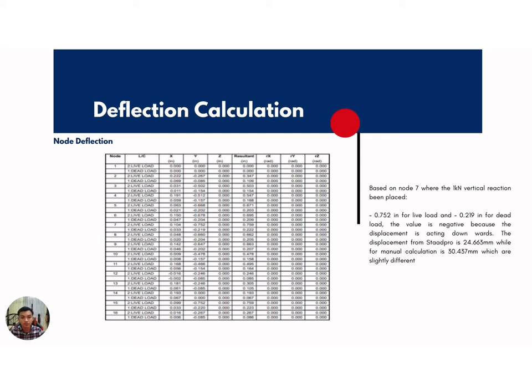Based on node 7, where a 1 kN vertical reaction is placed, we get negative 0.752 in for live load, and also negative 0.219 in for dead load. The value is negative because the displacement is acting downward. The displacement from Stat Pro is 24.663 millimeter, while for manual calculation it is 30.437 millimeter, which is slightly different.